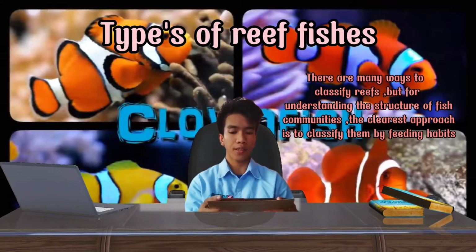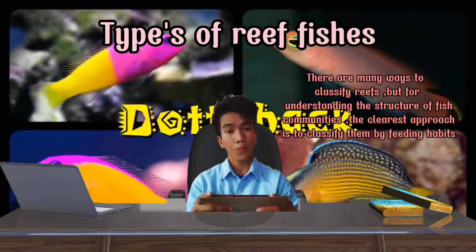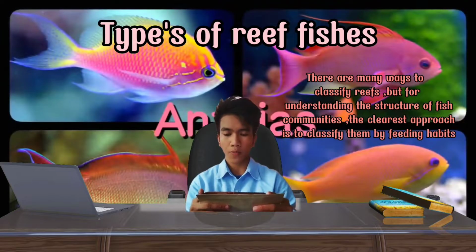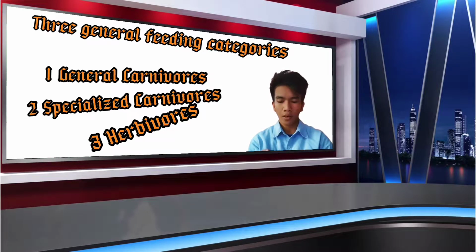Types of reef fishes. There are many ways to classify reef fishes, but for understanding the structure of fish communities, the clearest approach is to classify them by feeding habits. So, there are 3 general feeding categories. First is general carnivores, then specialized carnivores, and the last one is herbivores.